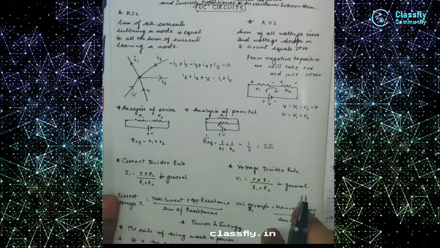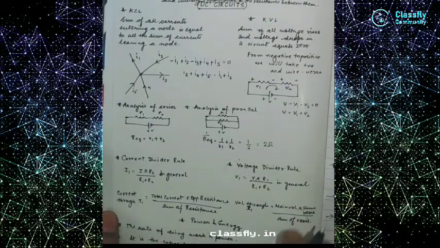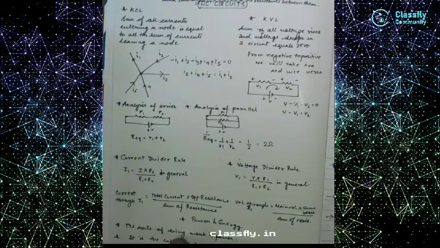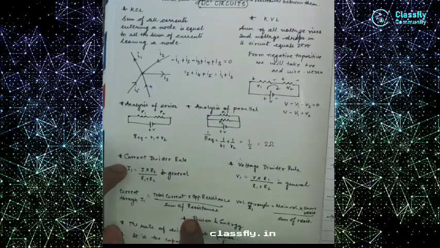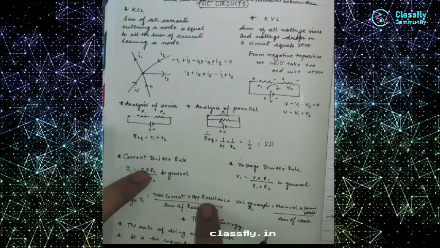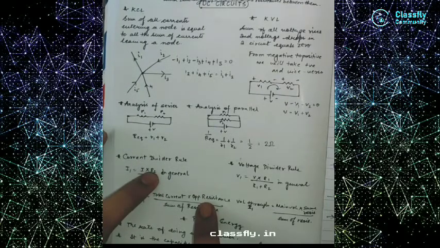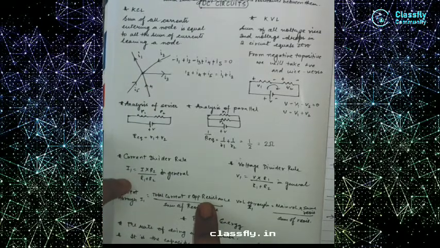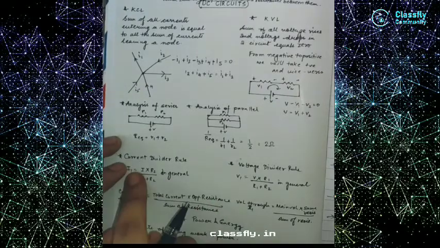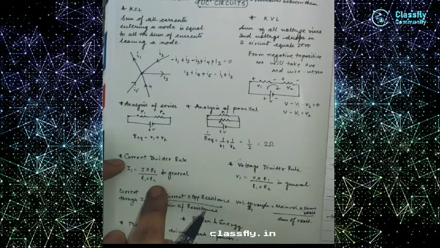Now let's move on to the current divider rule and the voltage divider rule. The current divider rule states in general that for the current through I1, we take the total current multiplied by the opposite resistance divided by the sum of the resistances. If it would have been I2, it will be I into the opposite resistance, that is R1 by R1 plus R2. But as it is I1, we will take I into R2 by R1 plus R2.